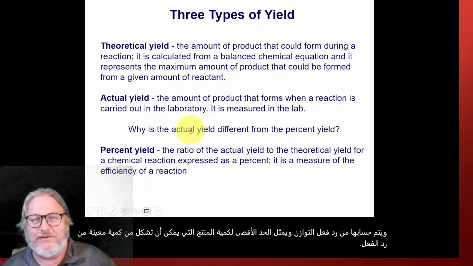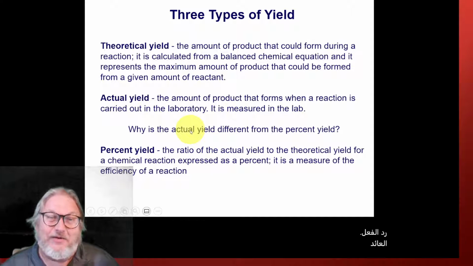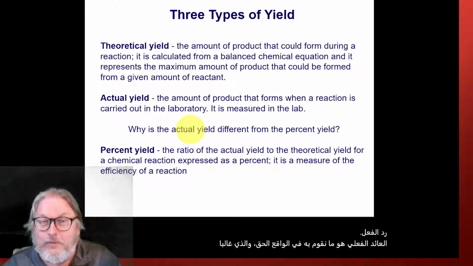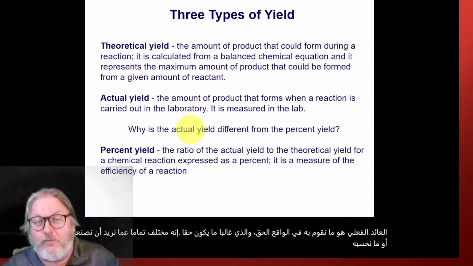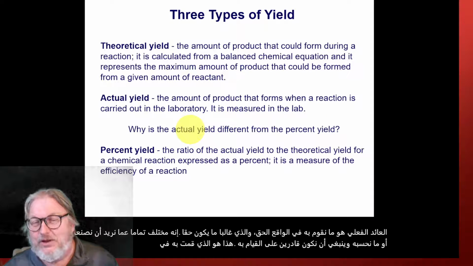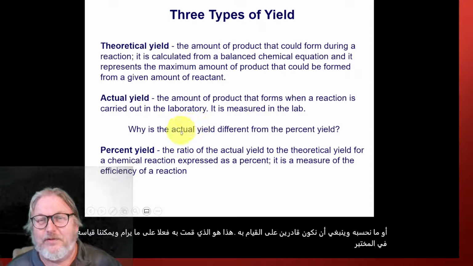Actual yield is what we actually make, right? Which is often totally different than what we want to make or what we calculate that we should be able to make. That's the one that you actually made, all right? And we measure it in the lab, we measure it in the factory. And why is actual yield different from the percent yield?